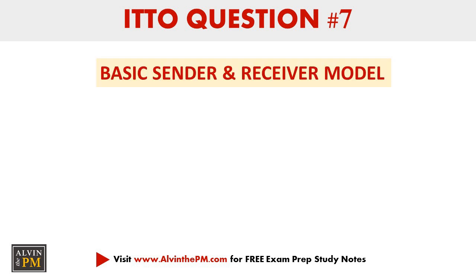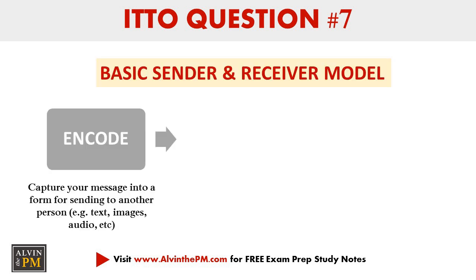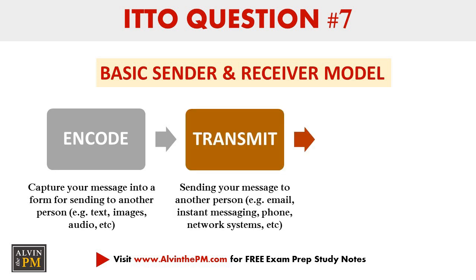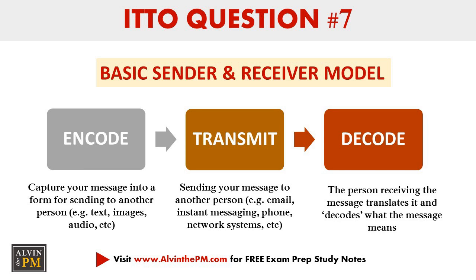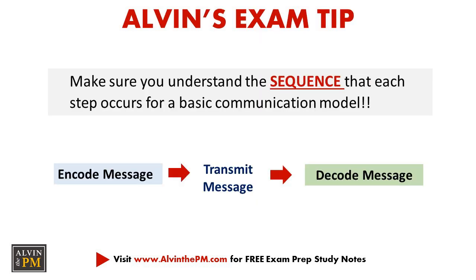The basic sender and receiver model consists of 3 steps. The message is first encoded into text, images, or audio. Next, the message is transmitted or sent to another person through verbal dialogue, email, instant messaging, or the phone. And lastly, the person who receives the message translates it and decodes what the message means. Now, as an exam tip, make sure you understand the sequence that each step occurs for a basic communication model.